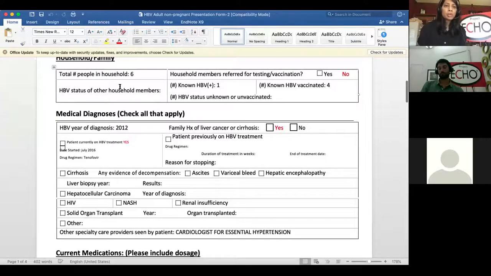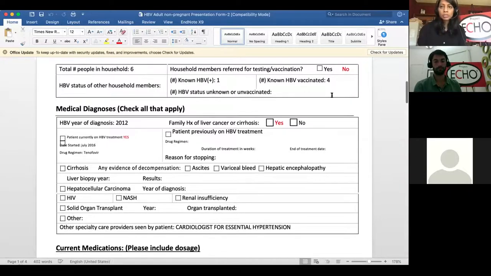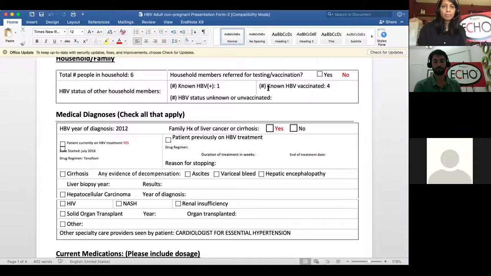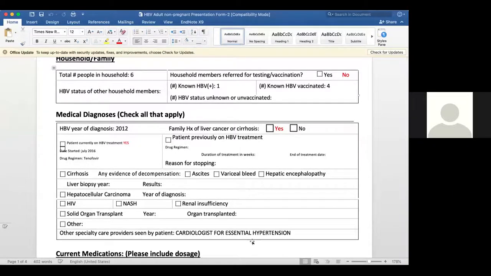So it's important to know the number of people in the household, what their hepatitis B status is. So we recommend everybody get screened for hepatitis B. It looks like one other person has known infection with Hep B, and the other 4 have been vaccinated, which is also very important. I don't think we know anything about the other member of the family who has hepatitis B, whether or not they're on treatment. And why is this important to know whether or not other people are infected or not?